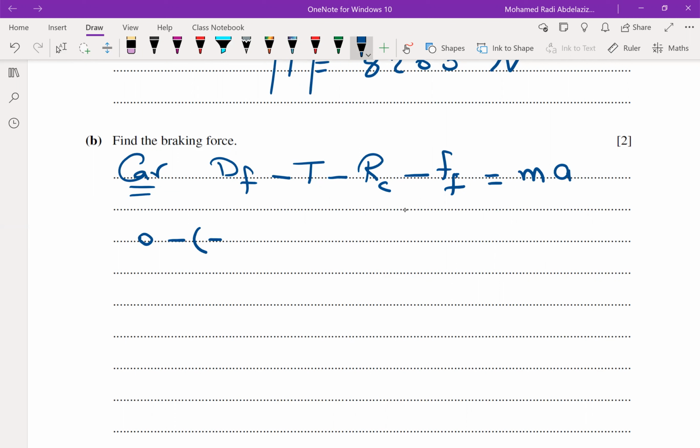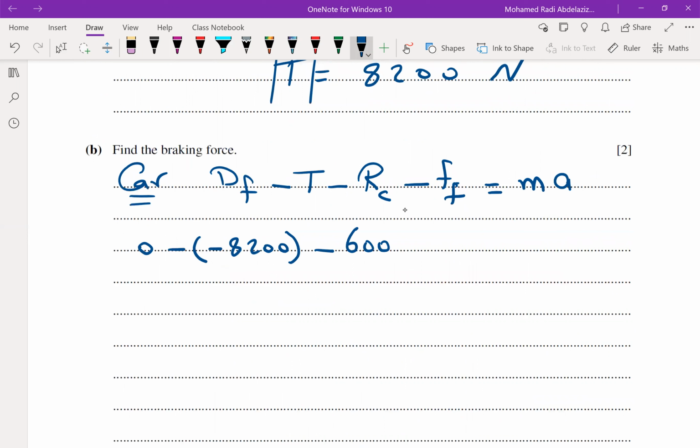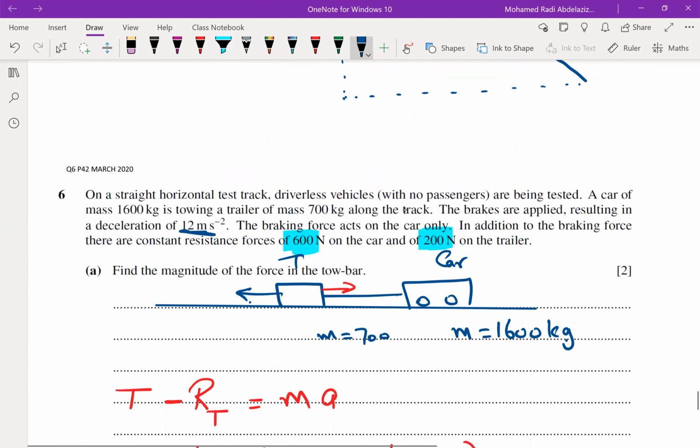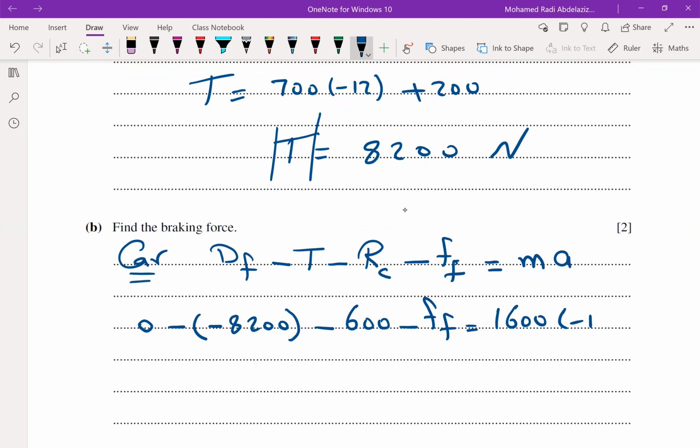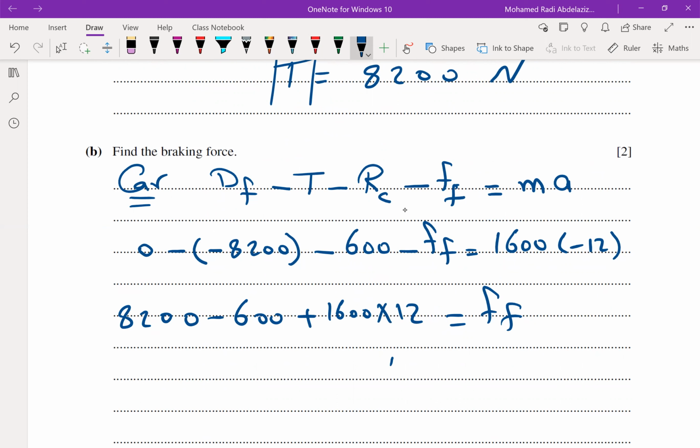Minus tension, found as negative 8200, this is direction. Minus resistance of the car is 600. Minus frictional force is equal to mass of the car 1600, and acceleration is negative 12. By solving this equation, we can get the frictional force. It's 8200 minus 600 plus 1600 times 12.